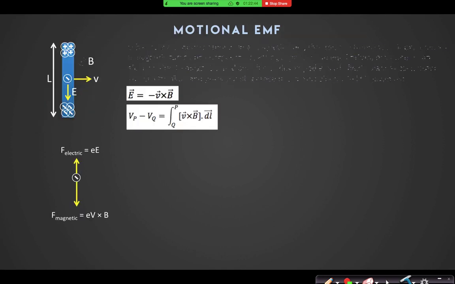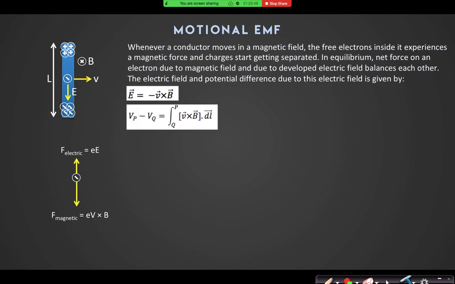No. First thing we will talk about is motional EMF. Right? You think about motional EMF. Motional EMF is when any conductor is moving inside a magnetic field with some velocity v. What is happening inside the conductor? Let us try to understand.